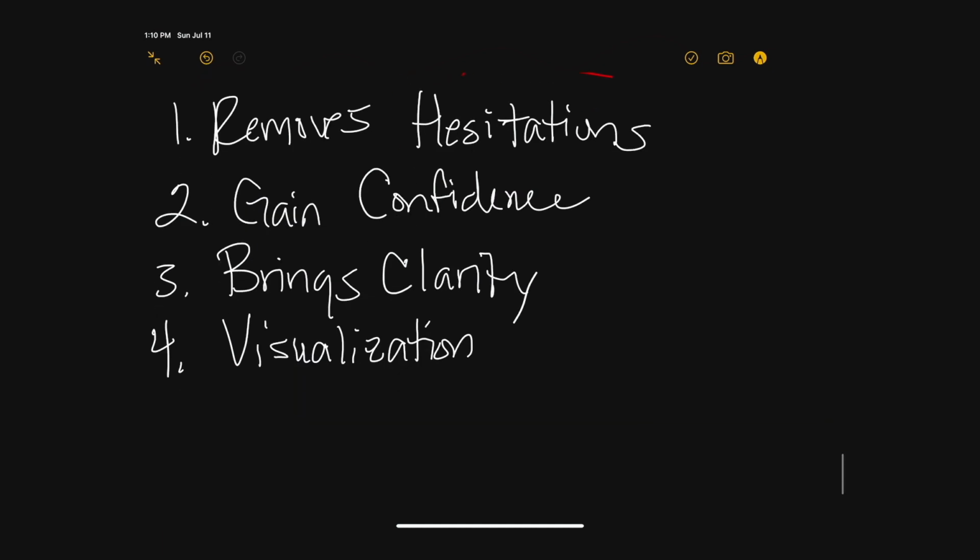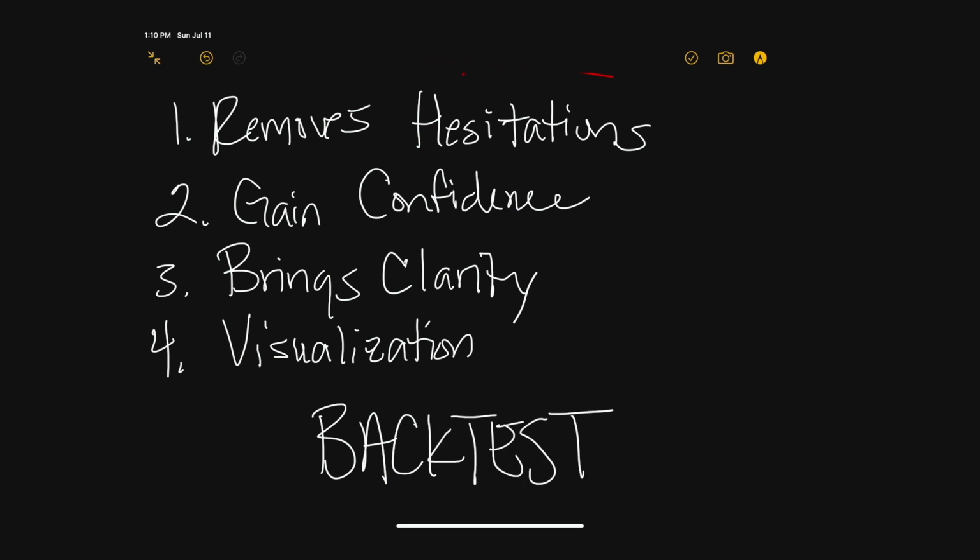Now, how do you even get to this point? It's this big word called back testing. You have to back test your strategy in order for you to have a 100% understanding of how this works. You have to. Doing this over and over and over again kills these 4 laws of everything when it comes to trading. Okay, so hopefully you guys had an understanding.